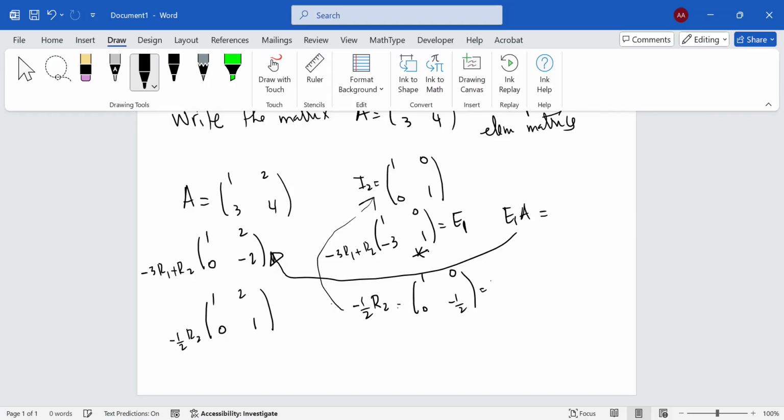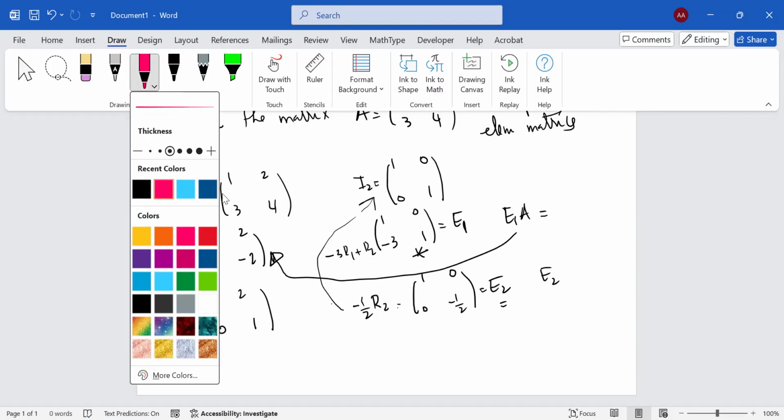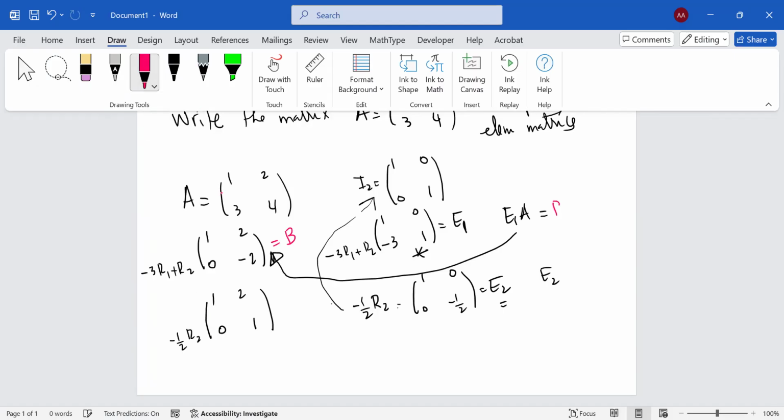This is E2. So basically what we're saying here is, again, when you do E2 times this matrix right here, let's call this one B, E2 times B will give you this one, C. Which means so far, E2 times B, where B is this, times E1A, is equal to C.